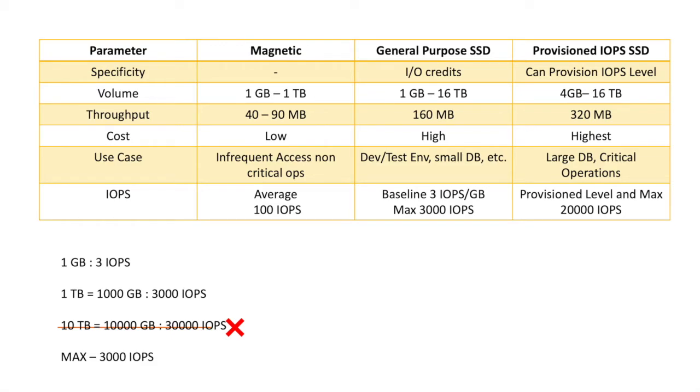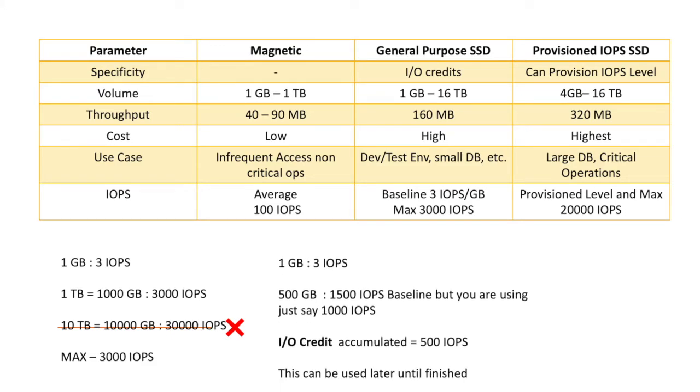But the important thing here is about the IO credit. The baseline is 3 IOPS per GB. So for 500 GB, your baseline is around 1500 IOPS. But because of your workload, you are just utilizing, let's say, 1000 IOPS. This leaves you with an extra 500 IOPS. So this is your IO credit that you have accumulated. You already have these 500 IOPS accumulated in your account.